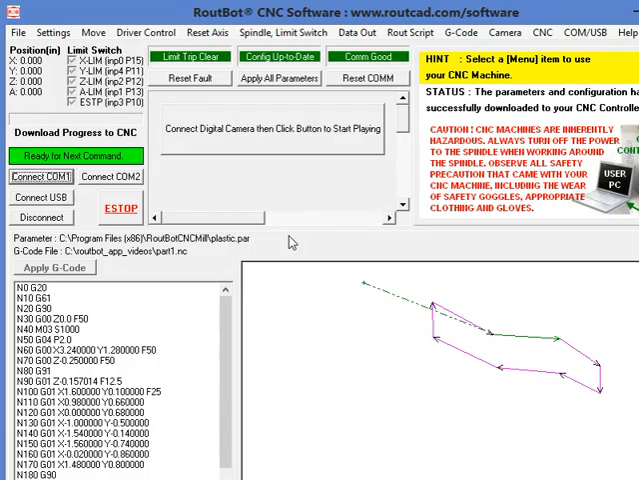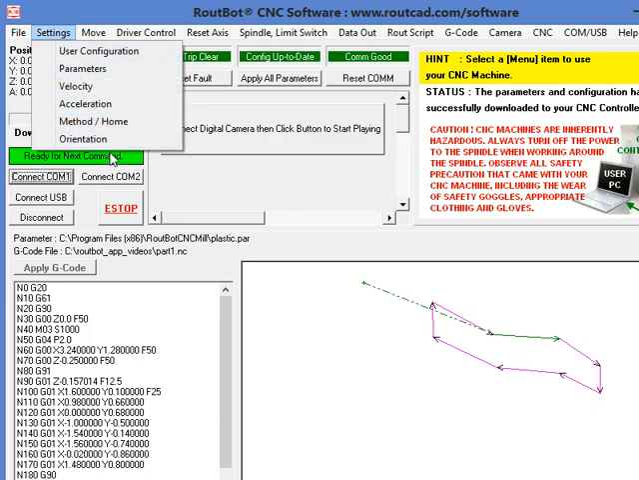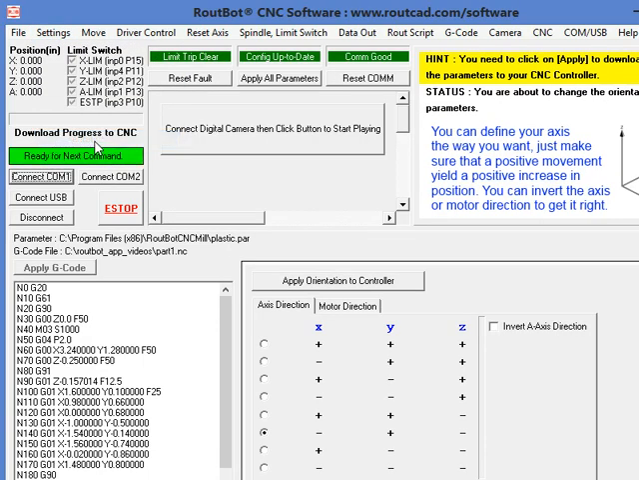In this RoutBot CNC application video, we will see how to set the machine orientation. To set the machine orientation, we go to Setting and we click on Orientation. The machine orientation is a very important parameter. There are two orientations. There are the axis orientation and there are the motor orientation.